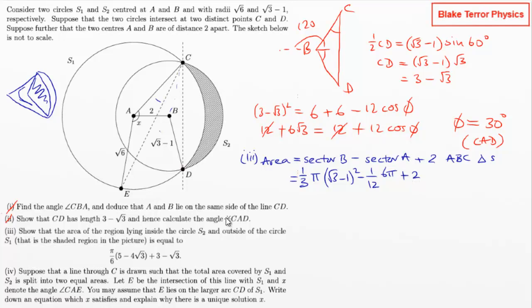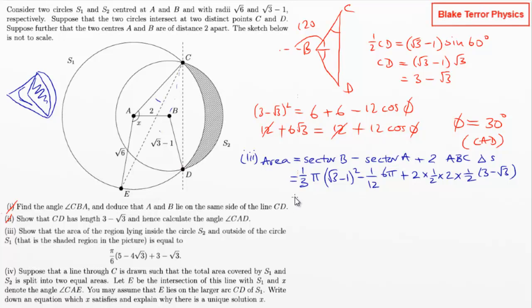We might want to do it this way, the 2 lots of this, or do we want to do it as a, no, because we're going to end up getting a sine 15 in there. But we can do a half base times height. Half the base is 2, so 2 times a half times 2, and the height is half of CD, so a half of 3 minus root 3.